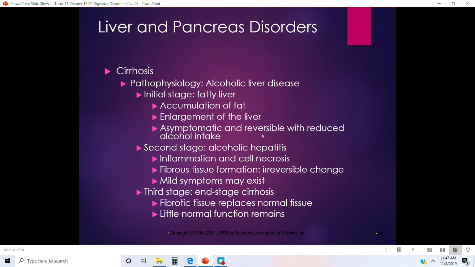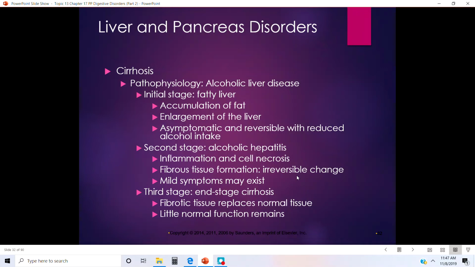And this is where we're going to see inflammation and necrosis, right? Cellular necrosis. And scar tissue is now going to start to form. So again, here's that word, fibrous tissue, right? That's the scar tissue. Once the fibrous tissue forms, it's irreversible. We can't get our normal hepatocytes back, right? So as we get more and more scar tissue, we're going to lose more and more hepatocytes.